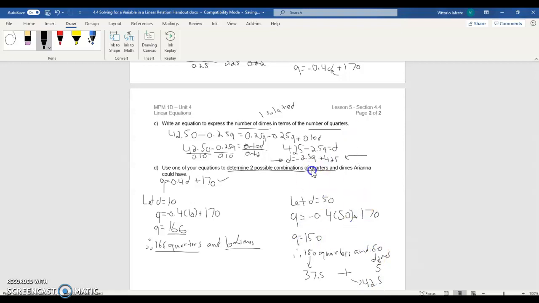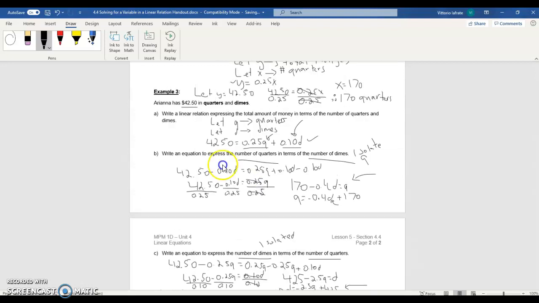So again, you can go back and retry this using the other equation. You can choose D is equal to negative 2.5 Q plus 425. You'll have a Q of 150. Plug that in there to see if your D actually ends up being 50 as well, to see if you had the right equation. And then you can go back and verify to see if your answer was reasonable or not with the total amount of money that Ariana had, which was $42.50.